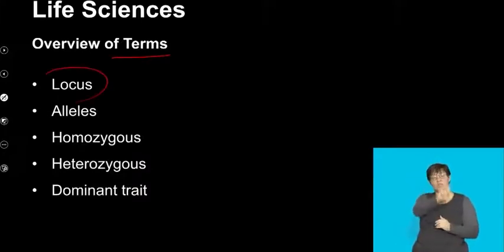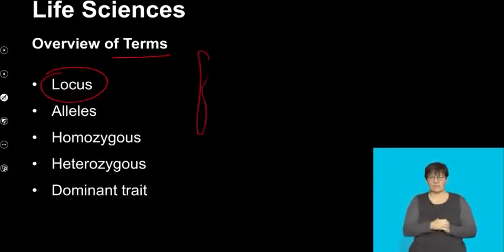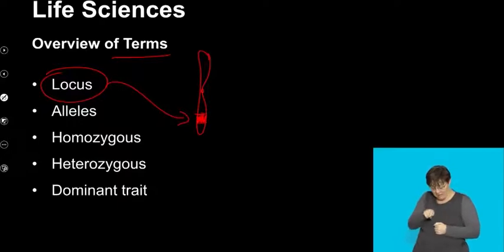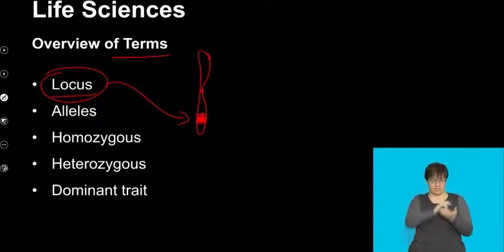The concept of what is a locus. Again guys, if we draw a chromosome or a chromatid, we know that often genes are indicated by colored areas or patterns on a chromosome. That specific position of a gene on a chromosome is referred to as its locus. So it comes from the word location.